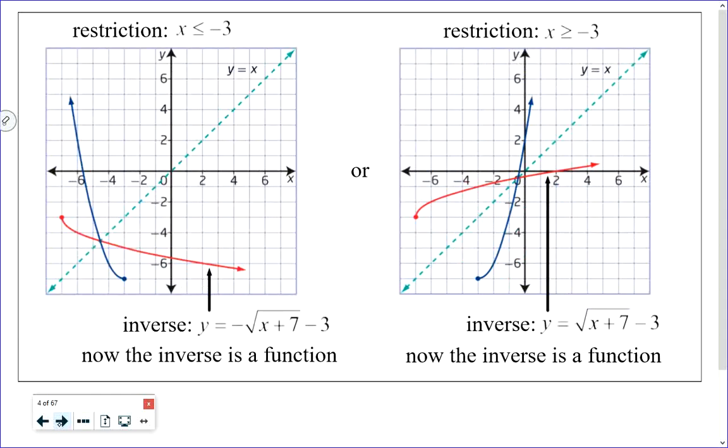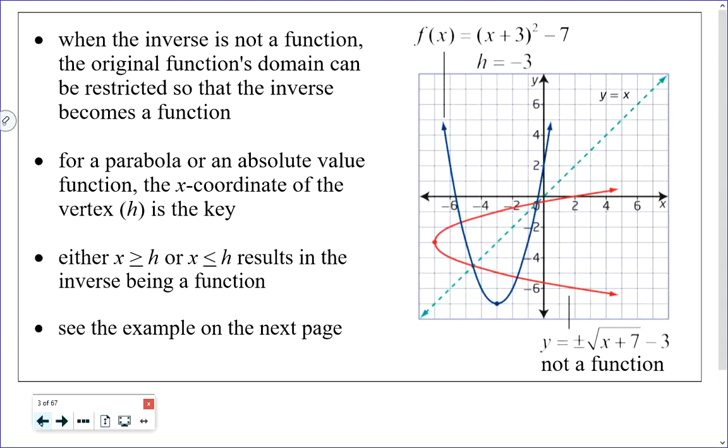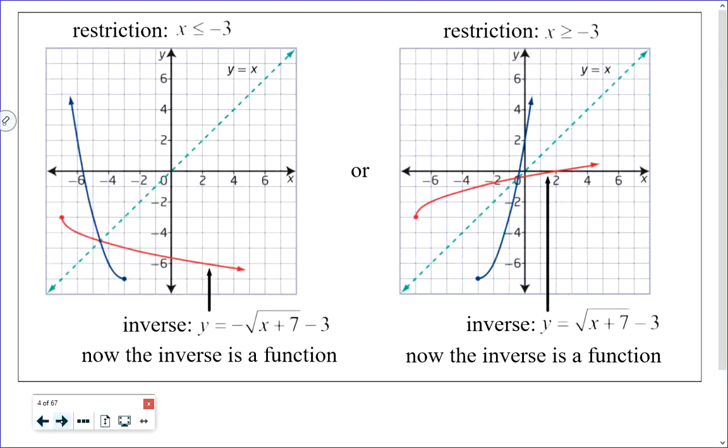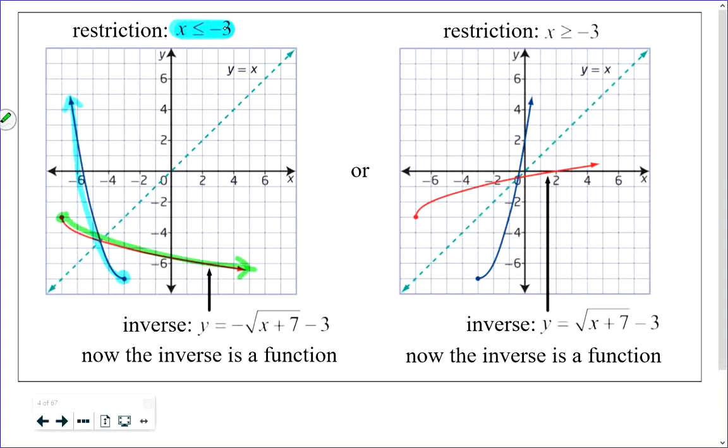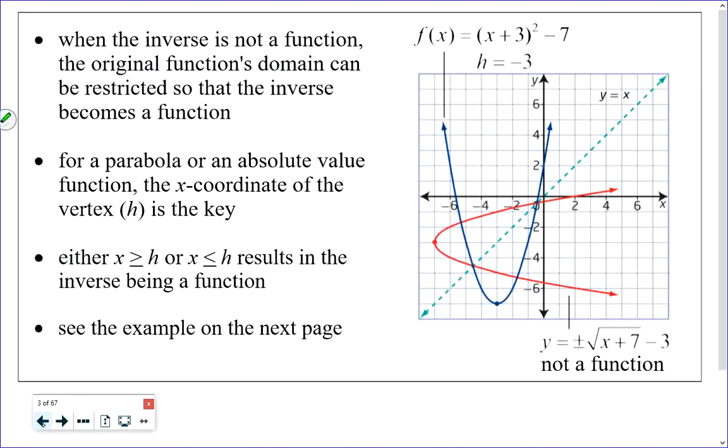So if I take this original function, the same function I have here, (x plus 3) quantity squared minus 7, but I've said let's only use x is less than or equal to negative 3. And if I use only x is less than or equal to negative 3, then the original graph only has a left side, which means the inverse only has a bottom. Left being a negative thing, bottom being a negative thing. And the same thing goes with only looking at x is greater than or equal to negative 3.